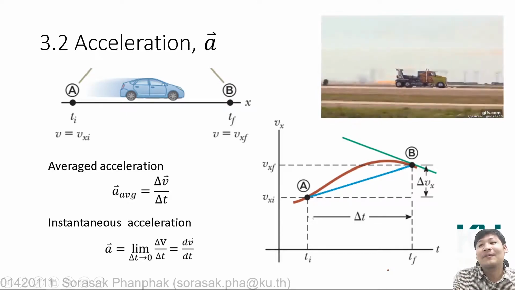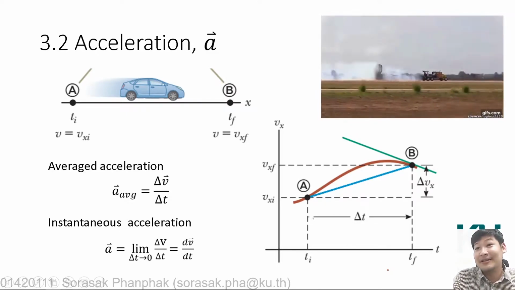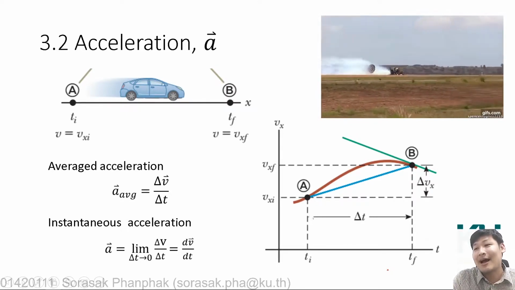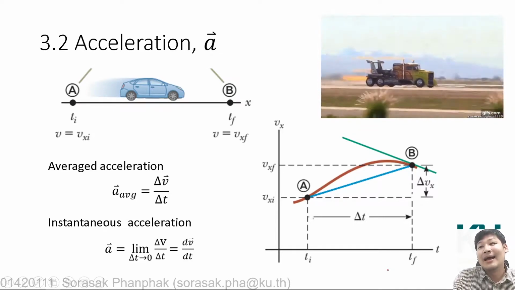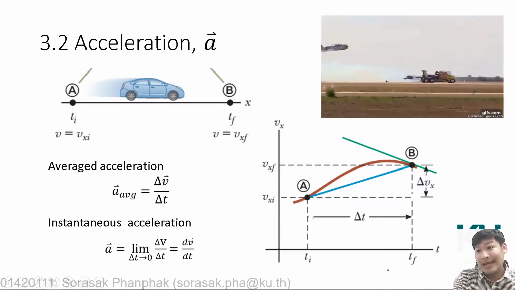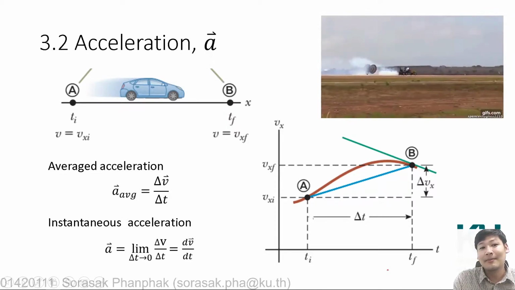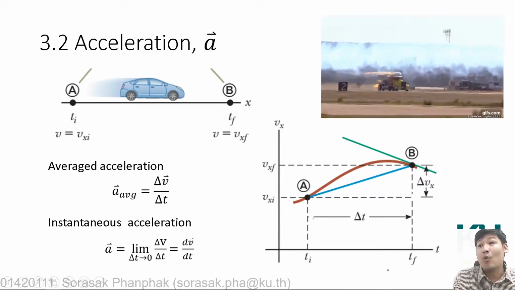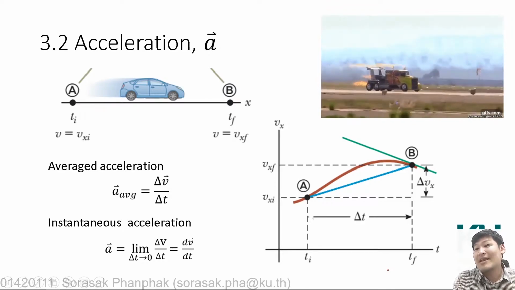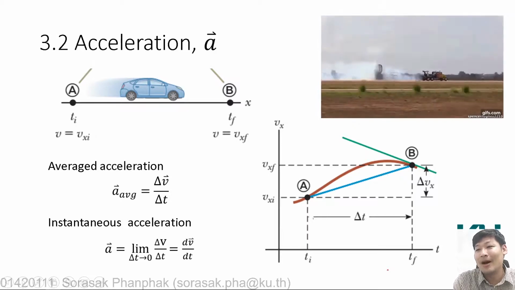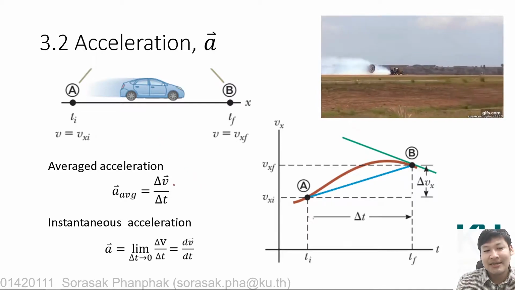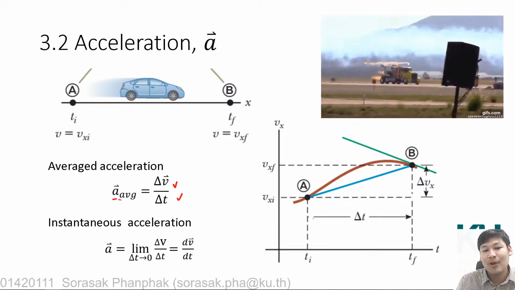Acceleration. Before this, you know about displacement and distance and how they are different. You know about velocity and speed, and also instantaneous velocity. But acceleration is a vector as well. It is the rate of change of the velocity divided by time.